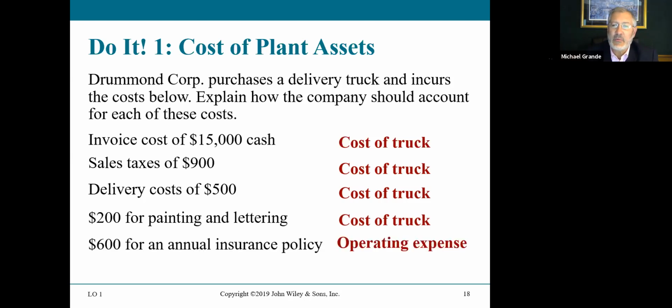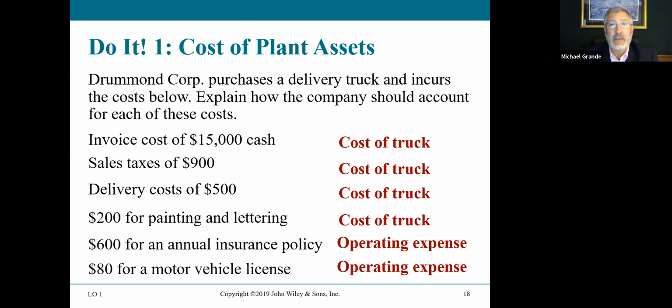$600 for an annual insurance policy. That will eventually be an expense for the year, not part of the asset. $80 for motor vehicle license, it's an expense.